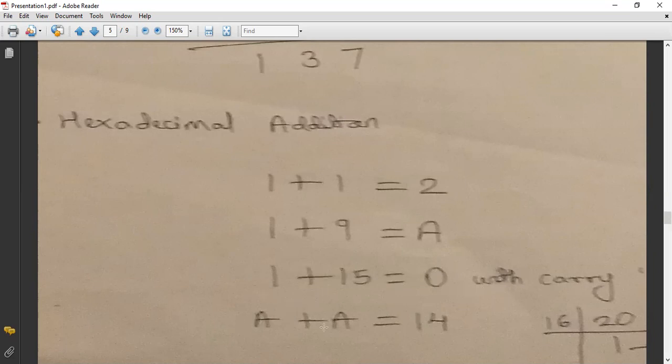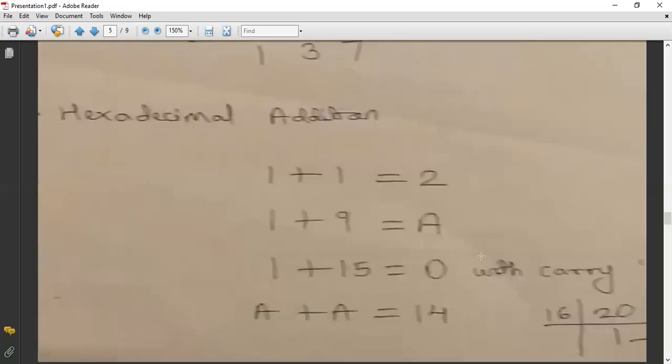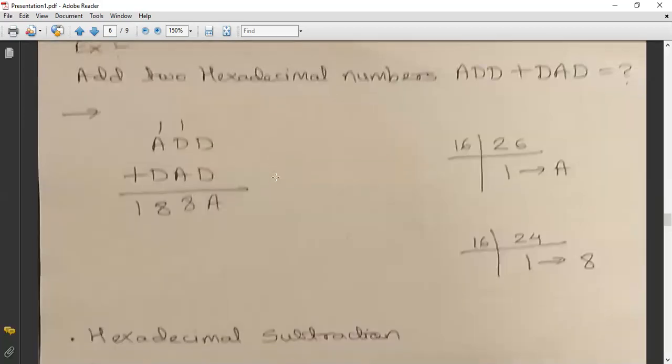Okay, now A plus A is what? A is 10, and again A is 10. So A plus A is 20. So 20 divided by 16 will give 14. So here the answer is 14. Okay, now let us understand this by considering some examples. The first example is what? We need to add these two numbers, that is ADD plus DAD. Okay, so how are we going to add this?